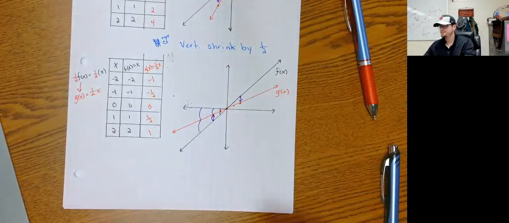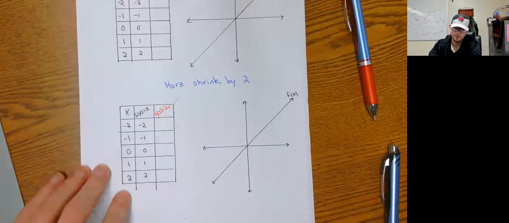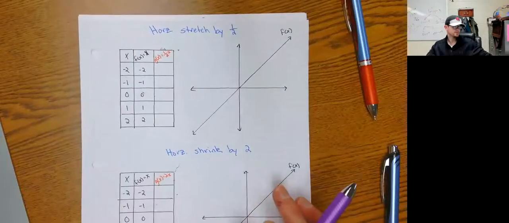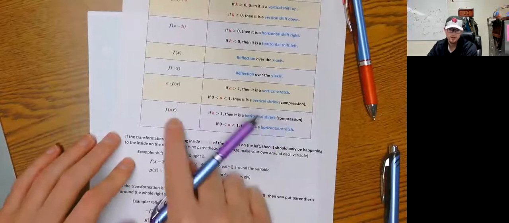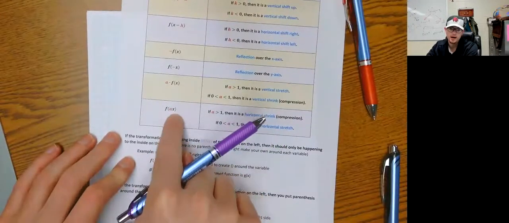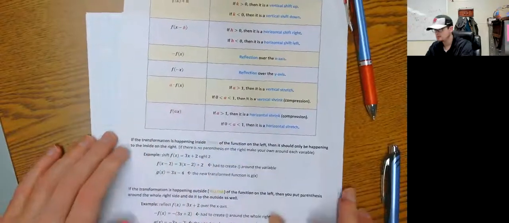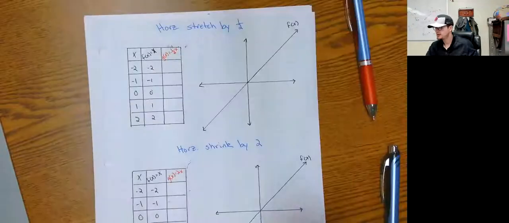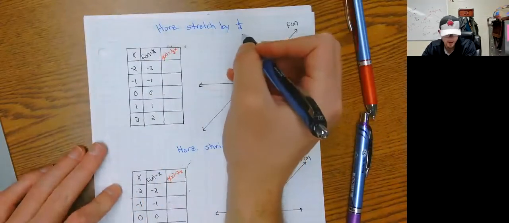Fun stuff. Last one for this video. I shouldn't say last one, last two. Last type of transformation for this video. So now we're on horizontal. All right, we're down to the last one, horizontal. Horizontal's happening to the inside, specifically to the variable itself, the input itself. So we're gonna stretch by 1/2.